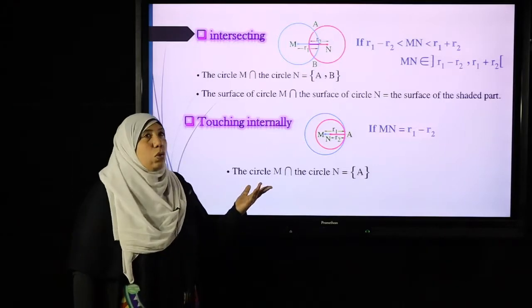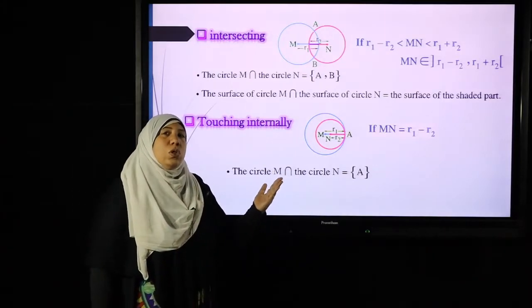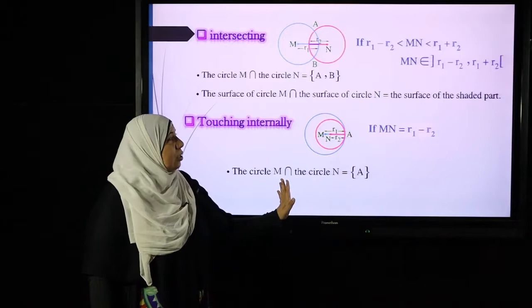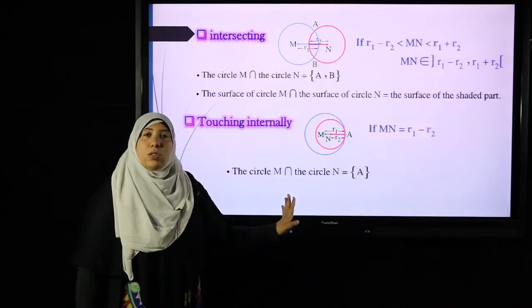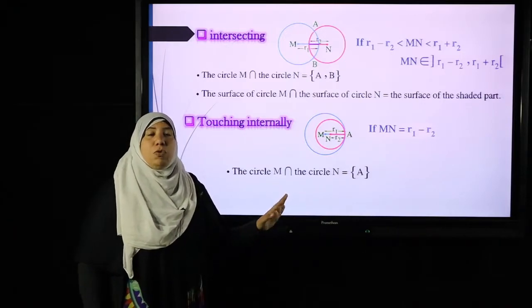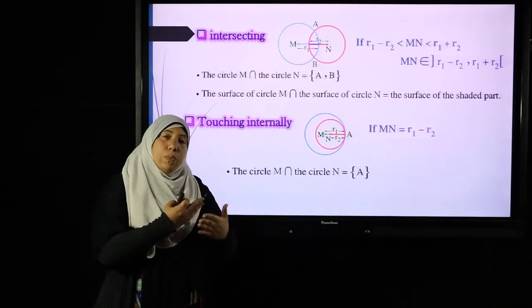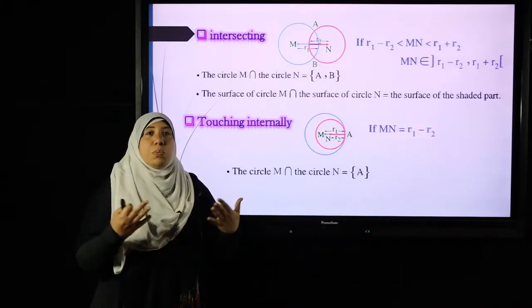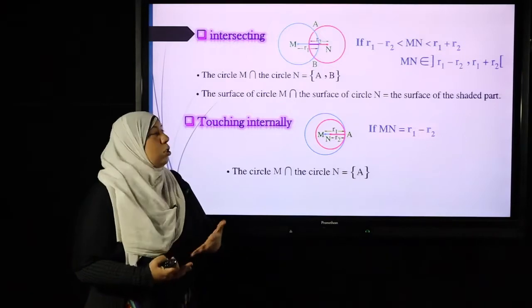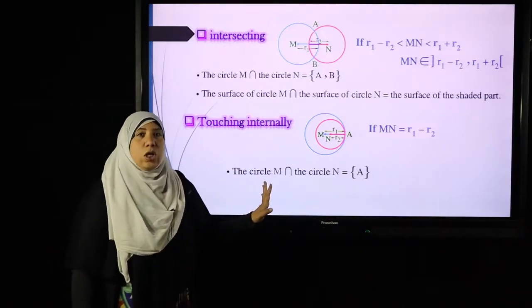And it is equal, because I have no other position of touching. This is the touching position. There is no other one. It cannot be different. If we move out M or N, the position will change. So this is the position of touching internally.